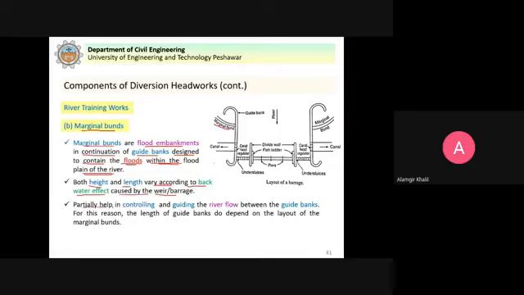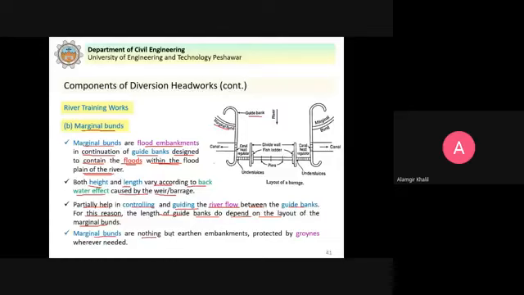Marginal bunds partially help in controlling and guiding the river flow between the guide banks. For this reason, the length of the guide banks does depend on the layout of the marginal bunds. The length of the guide banks, these are the guide banks, does depend on the layout of the marginal bunds.